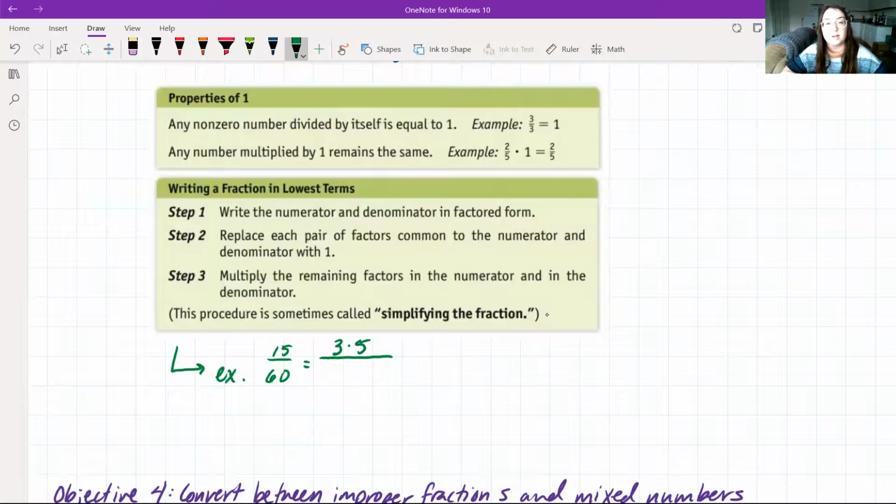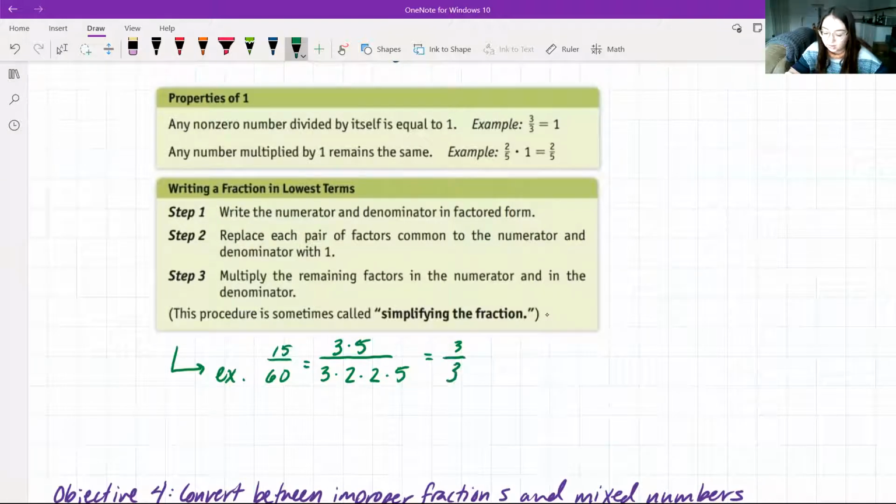And then we have 60 in our denominator. At this point, you can take a moment, pause the video, and write out 60 with your factor tree to figure out the prime factorization of 60, which is going to be 3 times 2 times 2 times 5. What we see here is that we have a 3 in our numerator and denominator, and a 5 in our numerator and denominator. So we can factor these values out.